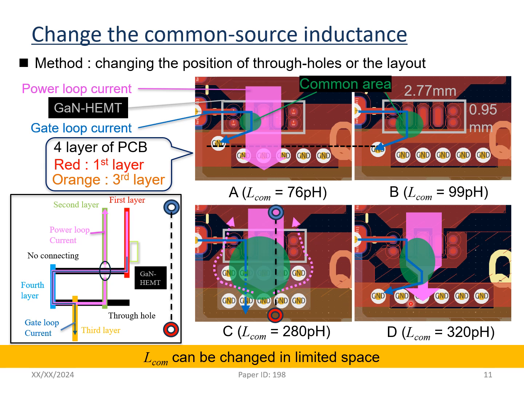PCB D has the narrow layout of the first layer. So at this point there is a large inductance, and the common source inductance also has the largest value. So as shown in these pictures, the common source inductance can be changed in limited space.